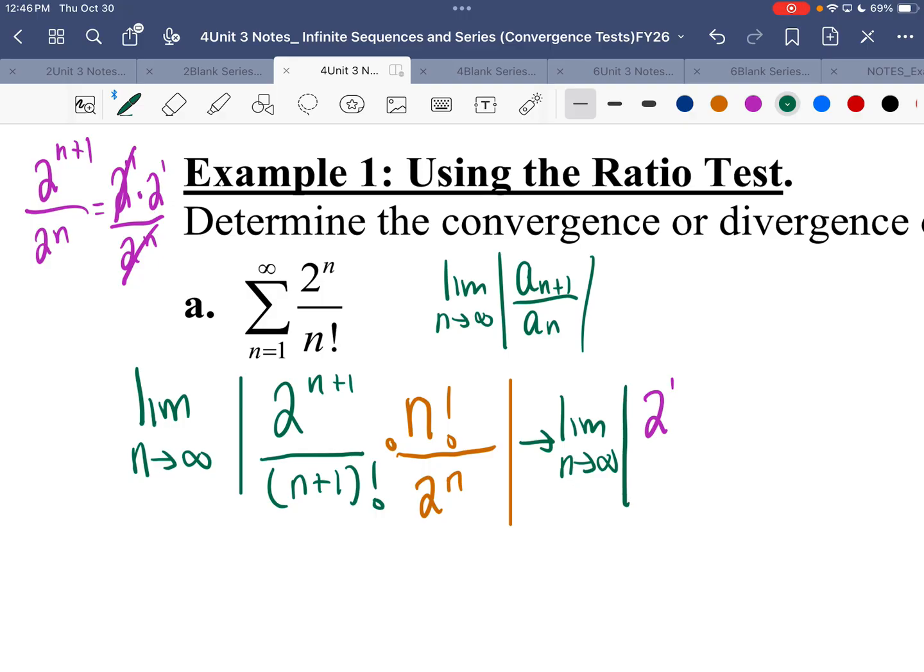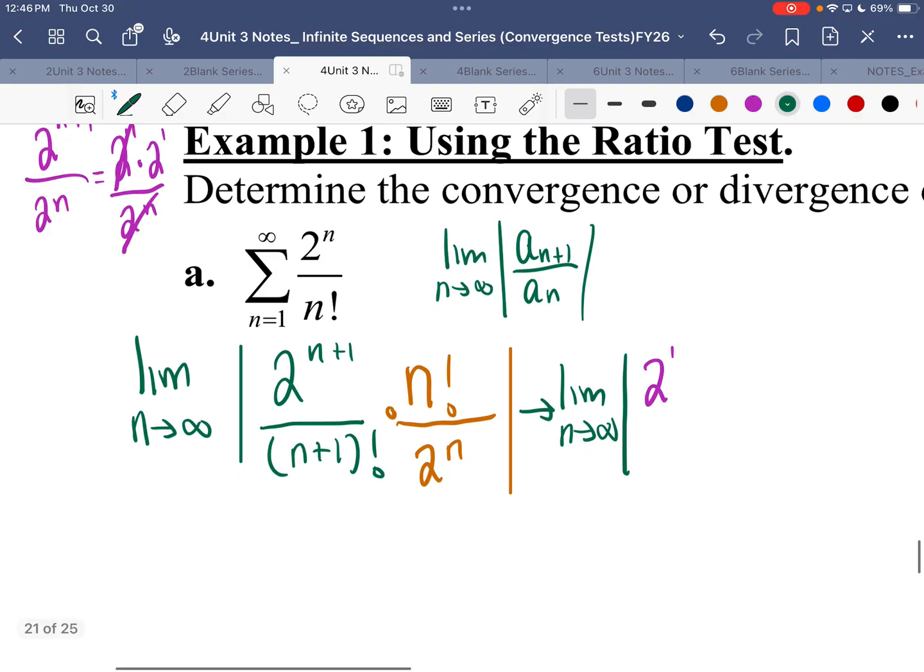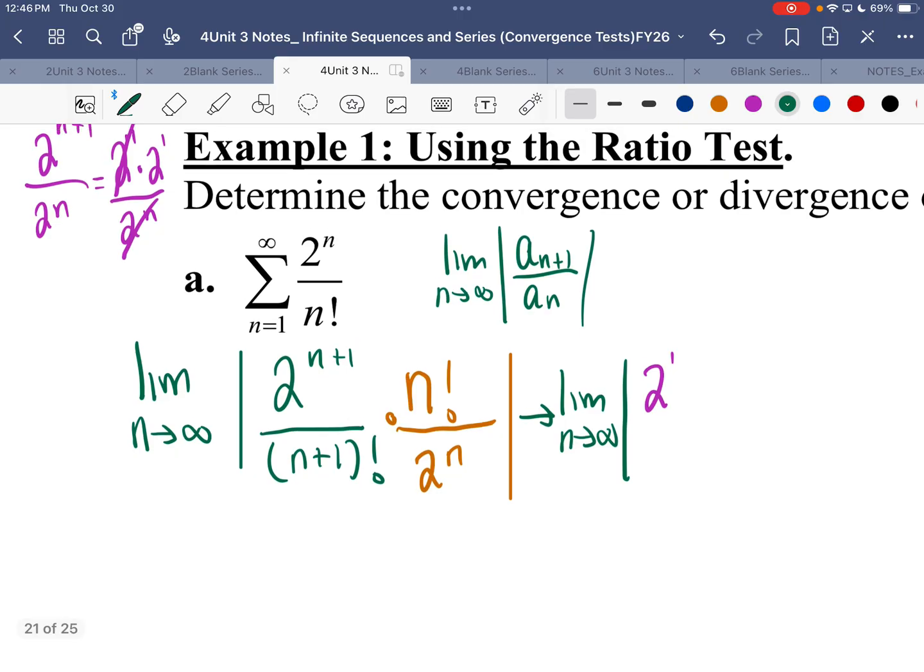And then in the denominator, you'd be left with n plus 1 because the factorials are going to cancel each other out. So let's go over how those factorials cancel each other out.